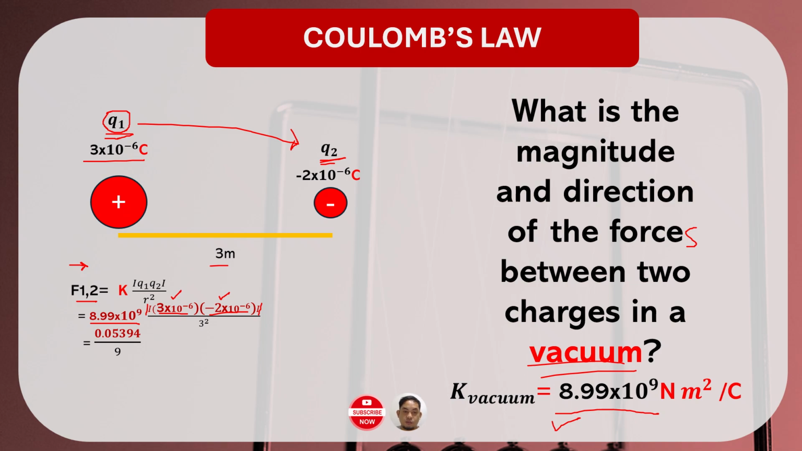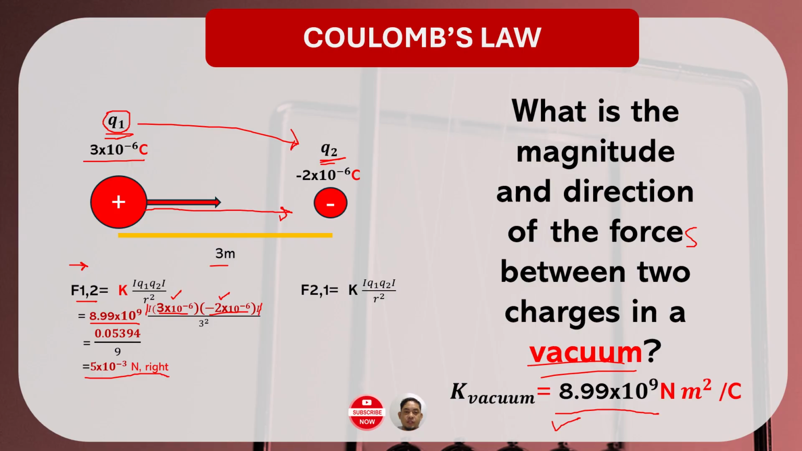3 times 3 equals 9. So the quotient will be 5 times 10 raised to negative 3 newtons, the unit of force, and it will be to the right. So Q2 will have to pull positive towards it. So the direction will be to the right.